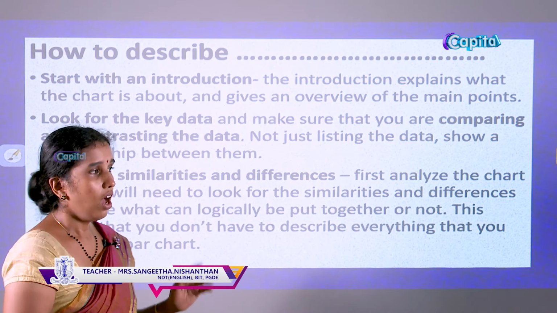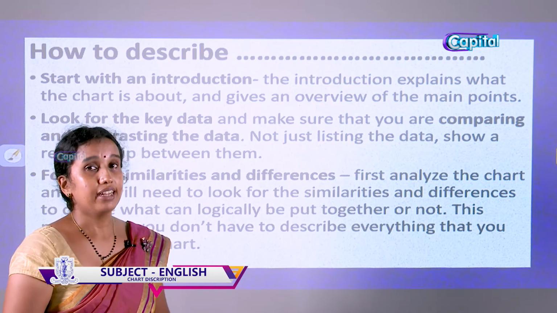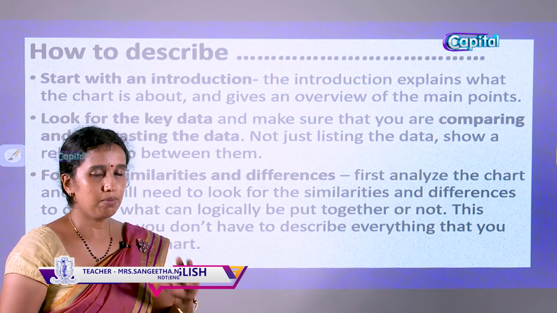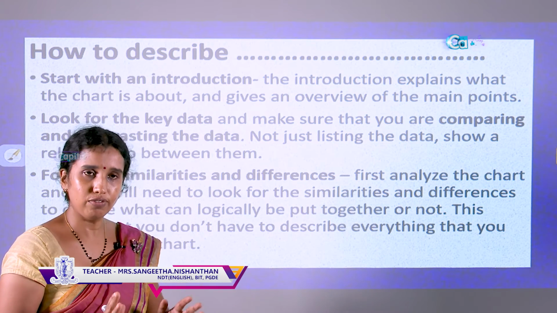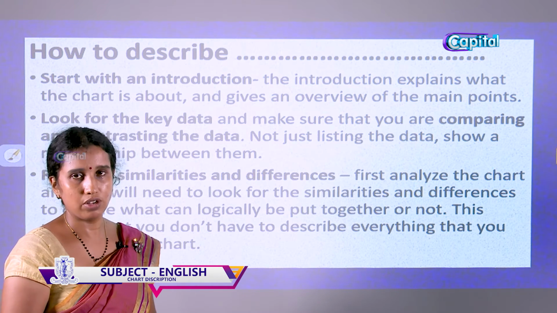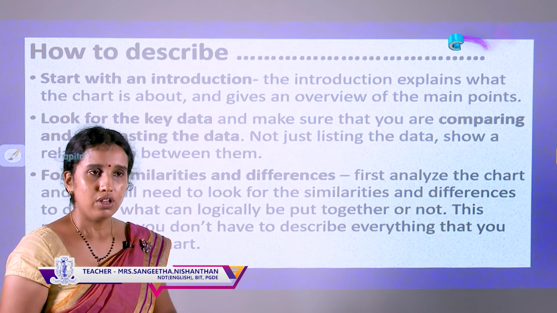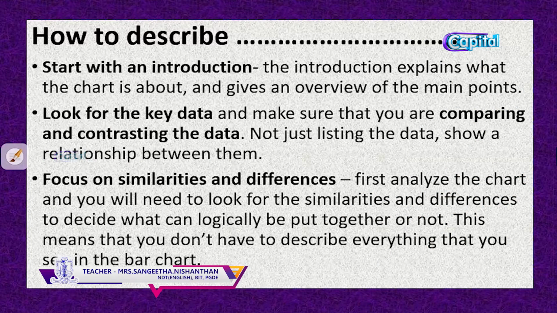Now, let us look at how to describe the chart. First, you start with an introduction. The introduction must contain what the graph shows, what the x-axis represents, what the y-axis denotes, and how many categories are mentioned in the graph. That is enough. Three or four sentences are enough for the introduction. The introduction explains what the chart is about and gives an overview of the main points. So the title comes in the first paragraph, and in the second paragraph, look for the key data.